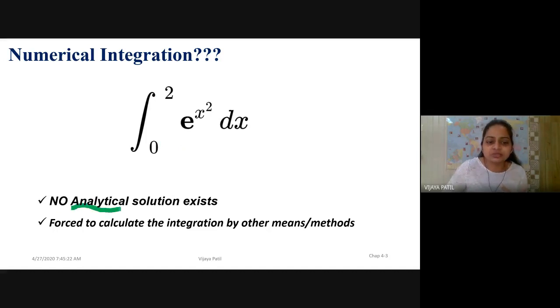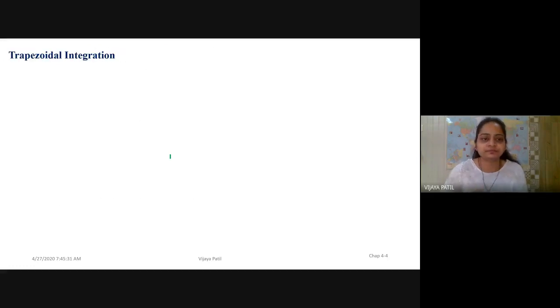What do I mean by analytical solution? It means that if I want to find the integration by our usual method, I will not be able to. But still, we are interested in the integration of this kind of function. At that time, we will go for numerical integration. Now we have various methods for numerical integration. Let us see one method in detail, that is the trapezoidal rule or trapezoidal integration.